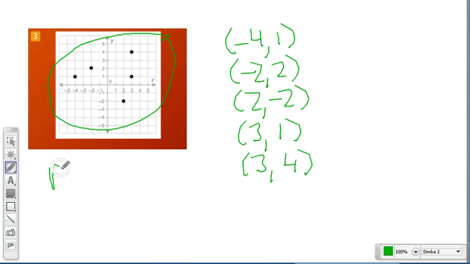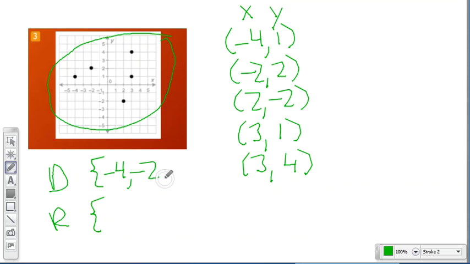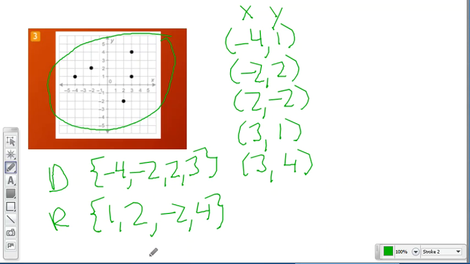Okay, so here are all of the ordered pairs of these points. And if we want to list the domain and the range, our domain is all of our x values and our range is all of our y values. So the set of our x values are negative 4, negative 2, 2, and 3. Our range is 1, 2, negative 2, and 4.